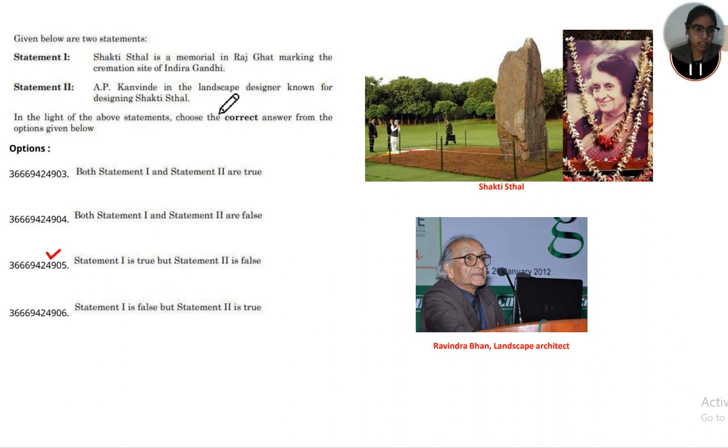So the first point is Shakti Sthal. This is your image of Shakti Sthal, which is in Rajghat, marking the cremation site of Indira Gandhi. And statement number 2 is wrong. A.P. Kanvinde is not the landscape designer of Shakti Sthal. The landscape designer of Shakti Sthal is Ravindra Bhan. So this is Ravindra Bhan, who has designed the landscape of Shakti Sthal, the cremation site of Indira Gandhi. So statement 1 is true, but statement 2 is false. That's why option C is the correct answer.